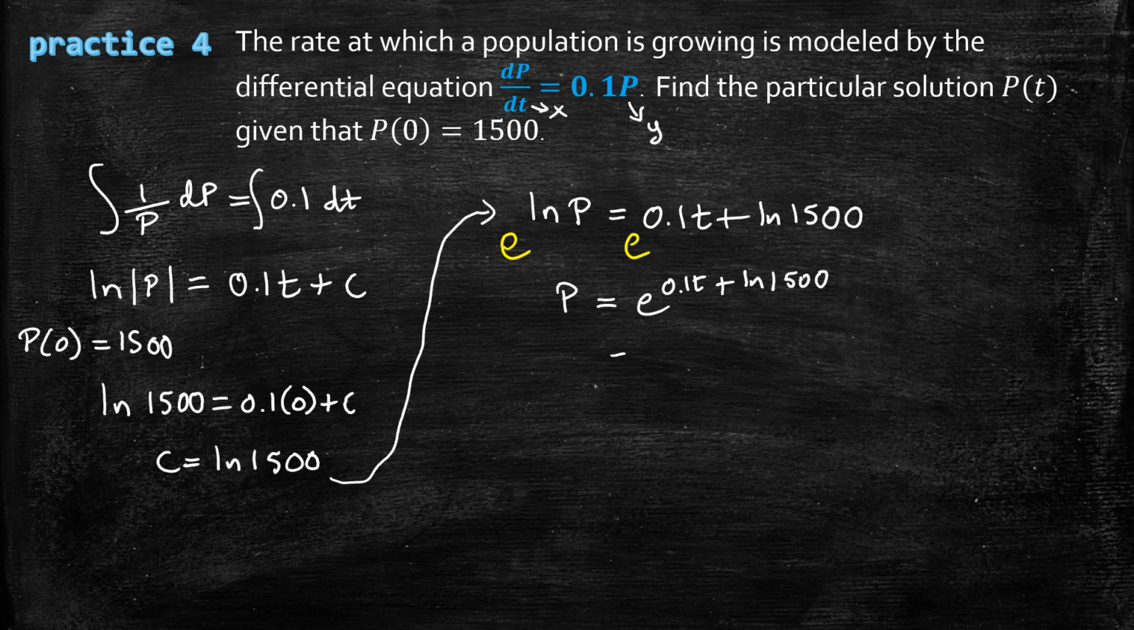Now, according to rules of exponents, we can split this up. Now it's not plus, it's times. So e raised to a plus b is e to the a times e to the b. We get this e to the ln 1500, which of course is very nice because e to the ln, they undo each other, and we get left with 1500, which I'm going to move to the front here, times e to the 0.1t, and I'll just call this P of t because we realize P is a function of t.